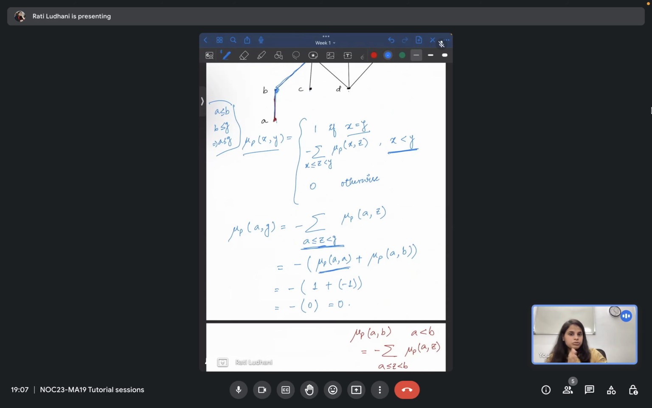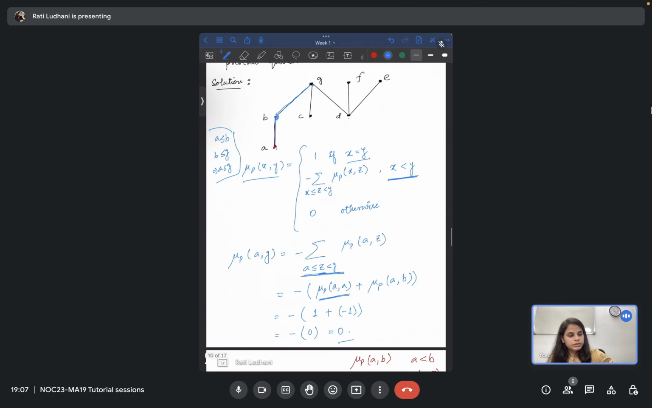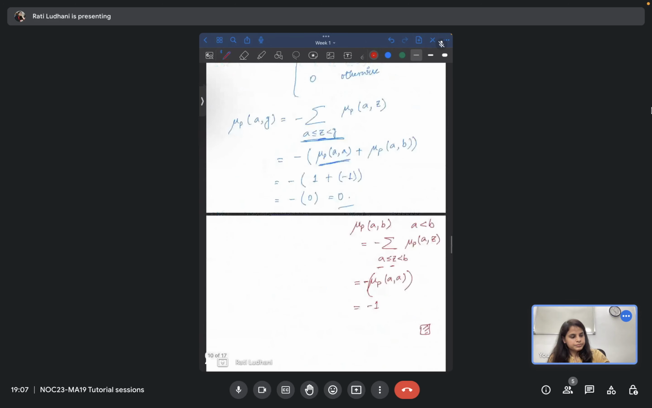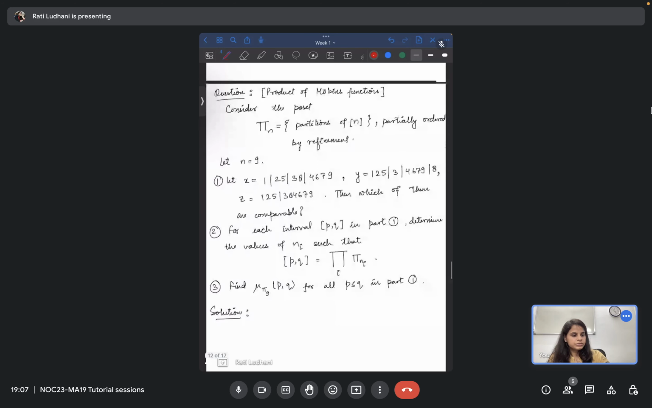So remember, you have to consider all the edges. Don't forget, for example, if you have given this, or maybe more than that, then you have to consider all the possibilities like mu P of a comma c, mu P of a comma d, like this. Okay, is this clear how to calculate the Mobius function for an interval? Yes, okay, great. Okay, let's move to the next question.